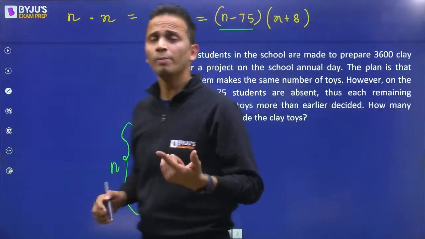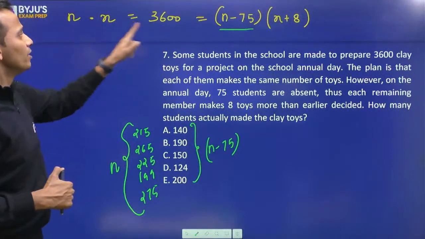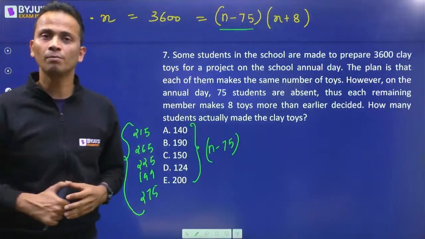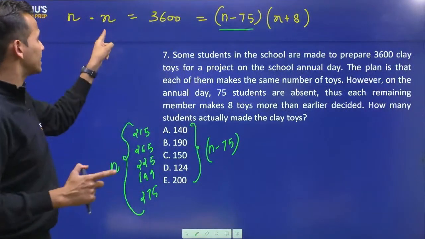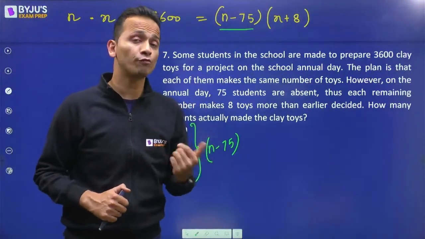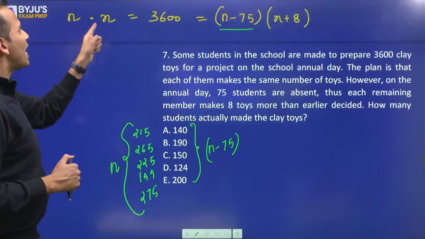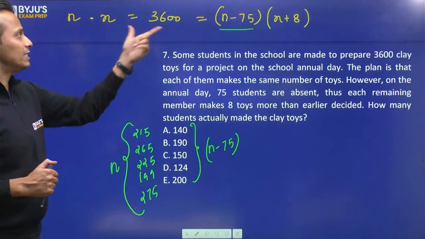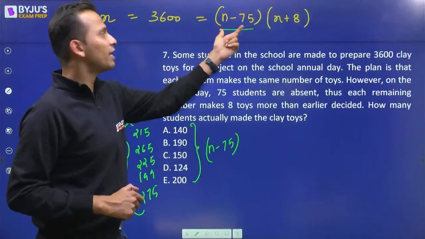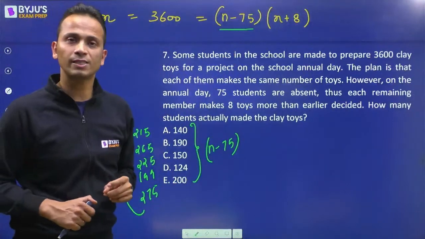Now, one more important thing that you must understand in this question is that n and n minus 75 are obviously integers because they are the number of people. Also, x and x plus 8 should also be integers because they are the number of toys. Now, n and x should be integers and their product is 3600. Similarly, n minus 75 and x plus 8 should be integers.